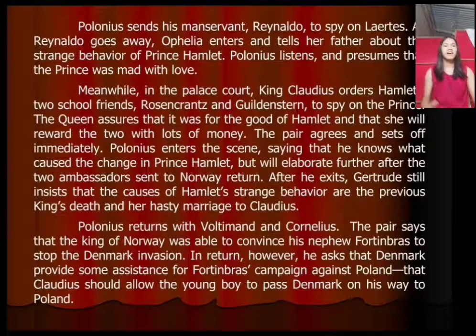The pair says that the King of Norway was able to convince his nephew Fortinbras to stop the Denmark invasion. In return, however, he asked that Denmark provide some assistance for Fortinbras' campaign against Poland, that Claudius should allow the young boy to pass through Denmark on his way to Poland.